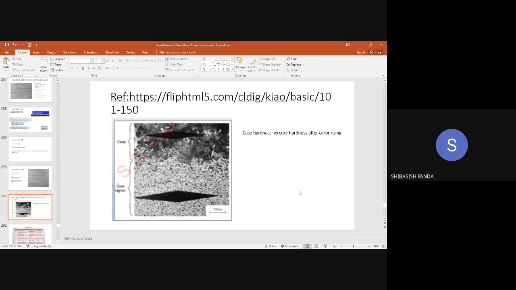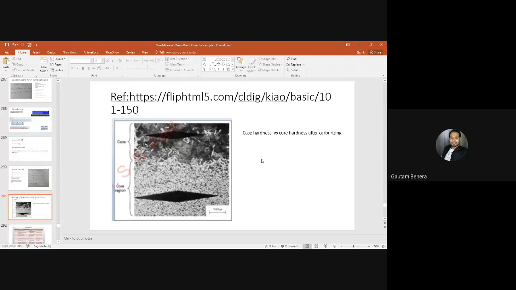So more carbon is in the case region. Okay, fine. Anything else you can figure out? So smaller, the crack in the case region. It is not a crack actually. Well, you people have seen an indentation mark. Have you ever seen an indentation mark while measuring hardness? Yes, sir. Okay, so that is the indentation mark.